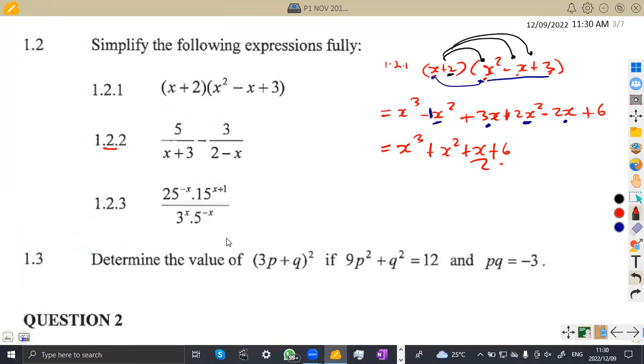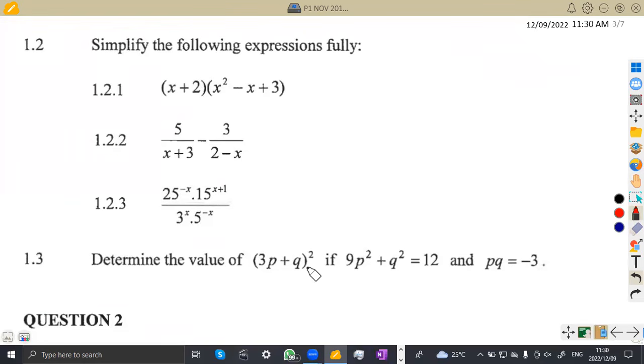All right, on 1.22, we are asked to simplify. So we're supposed to check the layout of the question that you're given. So let me just remove this part. All right, we are given a fraction that is on 1.22. We have got 5 over x plus 3 minus 3 over 2 minus x.